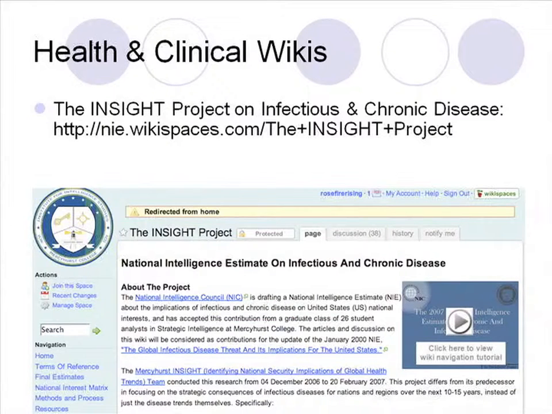This one's interesting. It was funded by the National Intelligence Council. It's called the Insight Project, and it's a public health wiki that's gathering information on data and distribution of infectious and chronic diseases in the United States. So just to illustrate different things you might think of doing with a wiki.